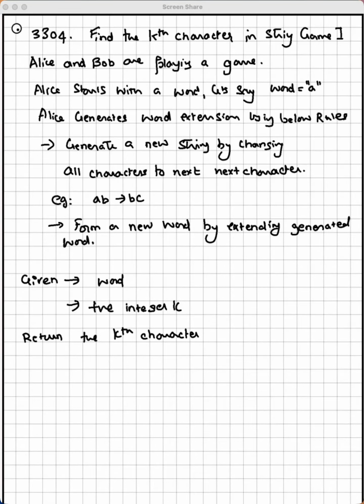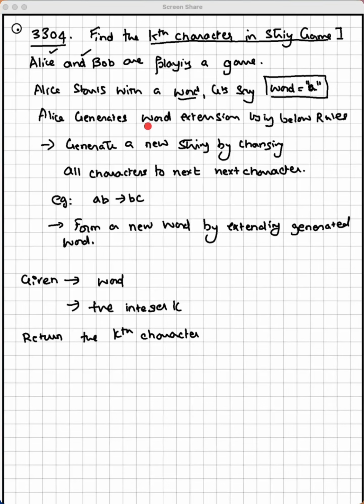Hello everyone. Today we are looking at another Leetcode problem. This is 3304, which is find the kth character in a string game. So Alice and Bob are playing a game. Alice starts with a word, and the default state of the word is a single character A.